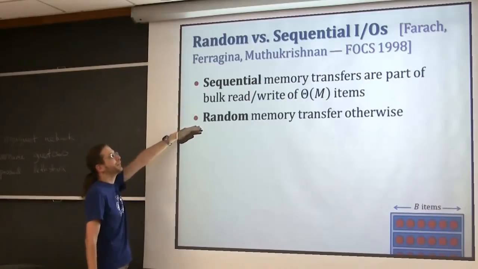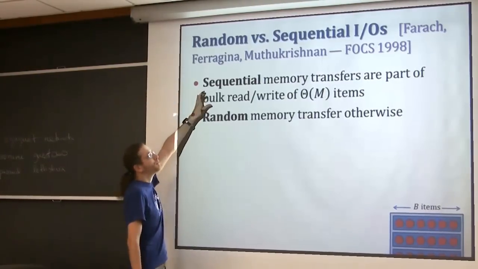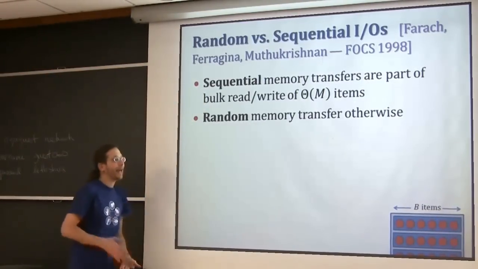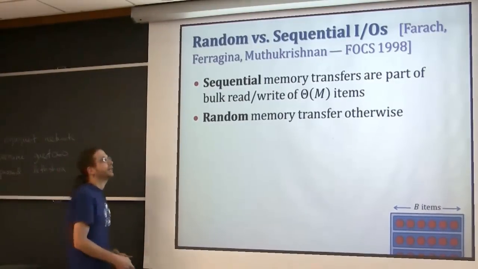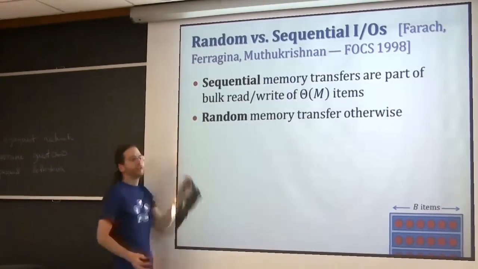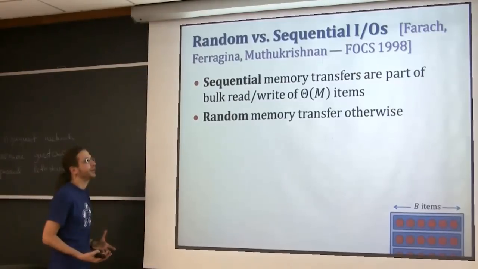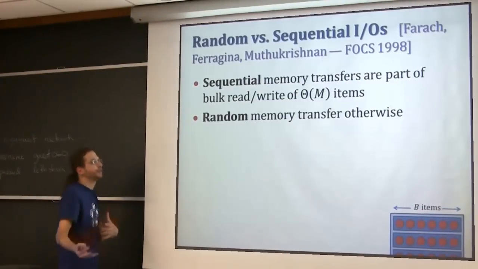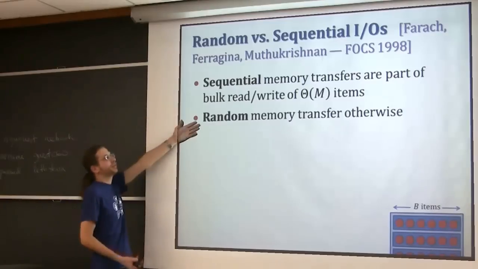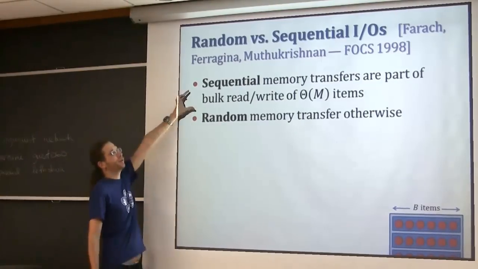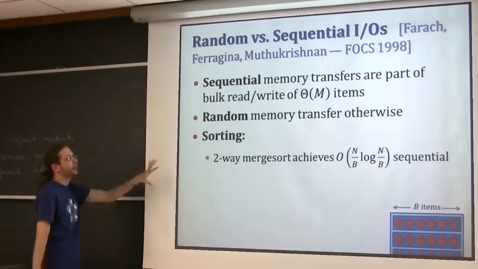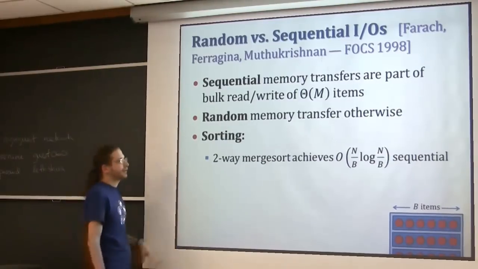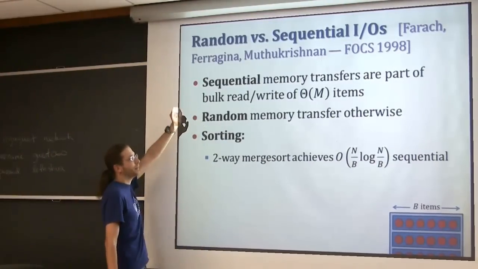So here's a model that captures the idea that sequential block reads or writes are better than random. So here's the idea of a sequential. If you read m items, so you read m over b blocks in sequence, then each of those is considered to be a sequential memory transfer. If you break that sequence, then you're starting a new sequence, or it's just random access if you don't fall into a big block like this. So there's a couple of results in this model. One is this harder version of external memory.